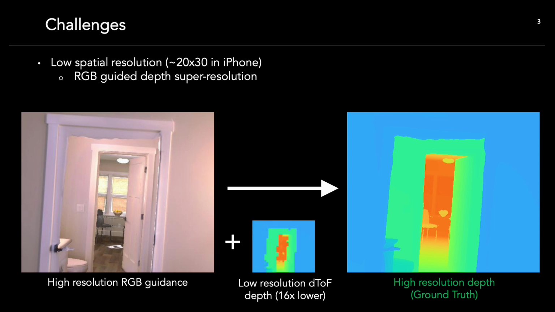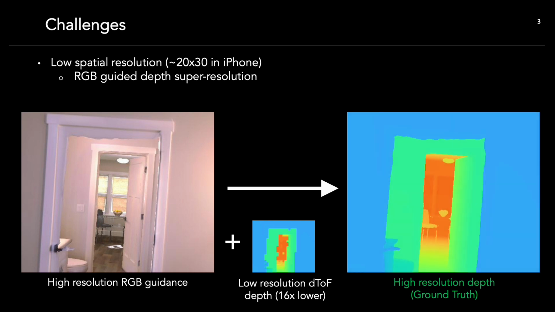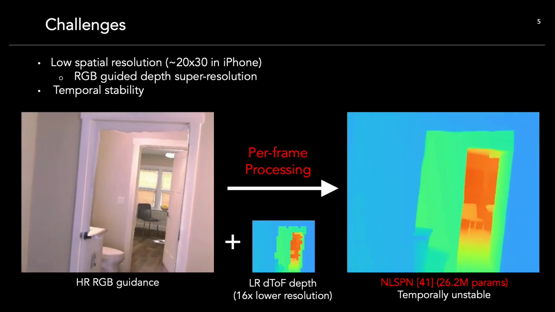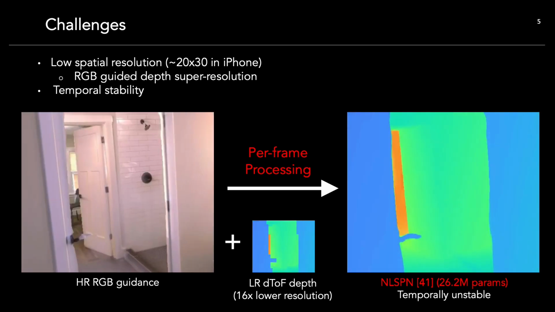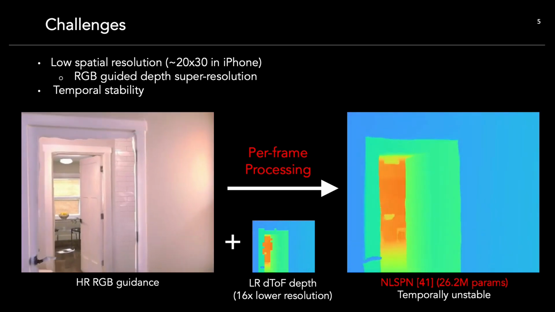To overcome this challenge, a high-resolution RGB image can be used as guidance to predict a high-resolution depth map before passing to downstream tasks. Previously, RGB-guided depth super-resolution or depth completion algorithms process the inputs per frame. Therefore, they suffer from the ill-posed nature of the problem. The predicted depth usually contains blurred edges, incorrect depth values, or missing details. Also, when the depth prediction is performed on an input video frame by frame, the results are temporally unstable.